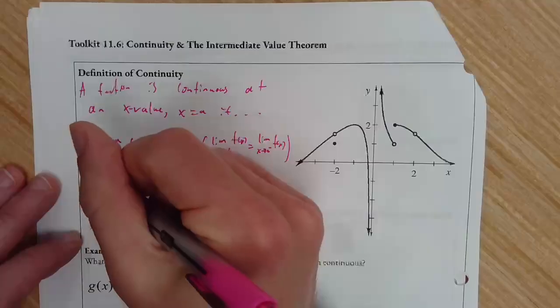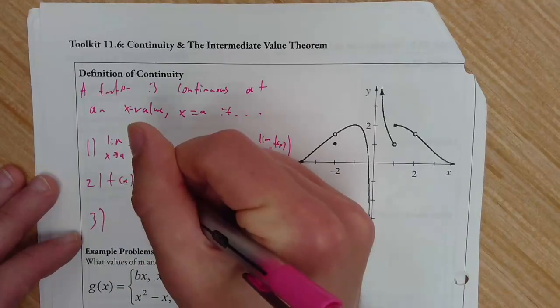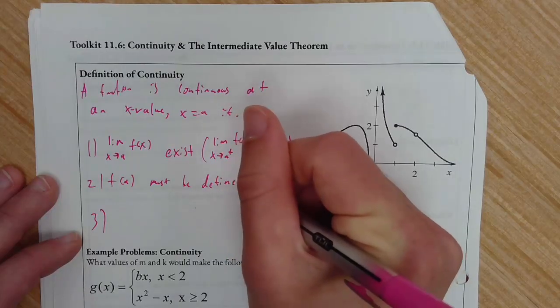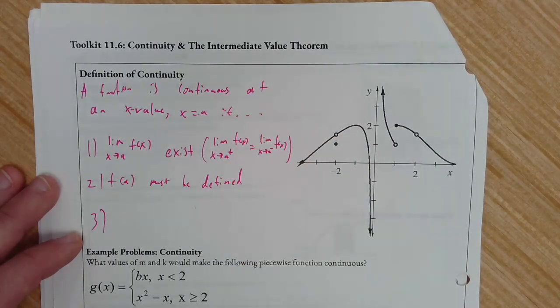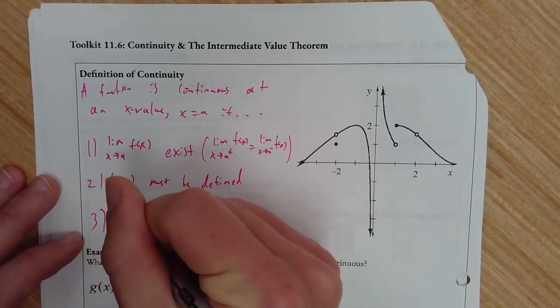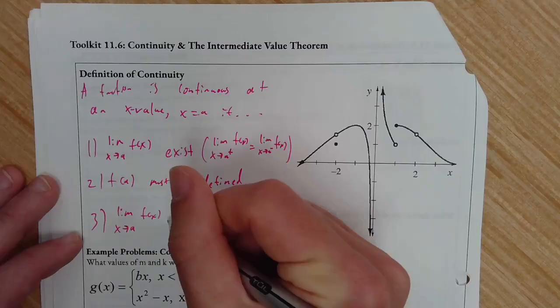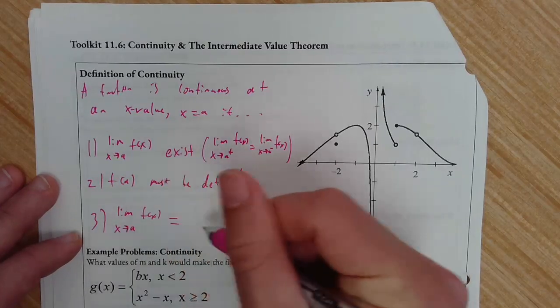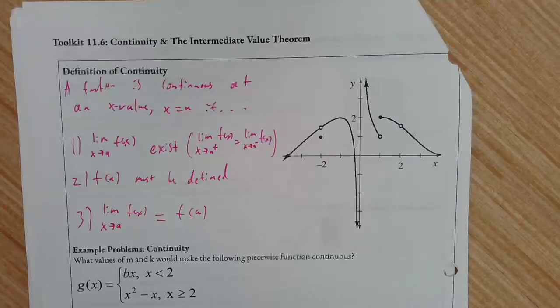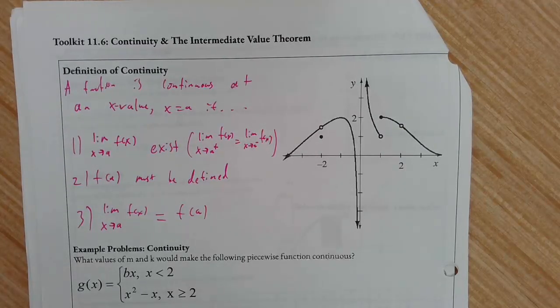2 is that f of a must be defined. Right, so that means we have a y value at that x value. And 3, last part, is that the limit has to equal the output. So whatever that output was needs to be the same as the limit. These are our 3 conditions.